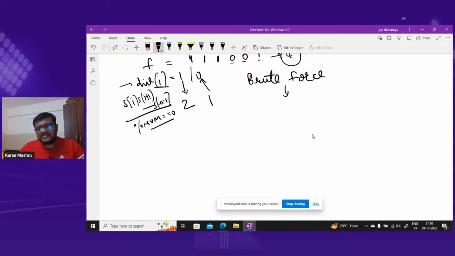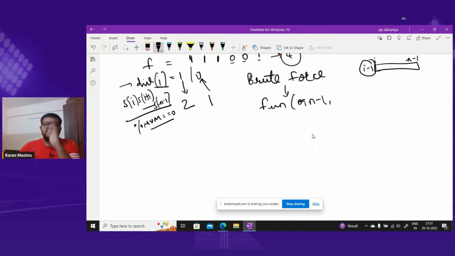So what I can say is I can call a recursion function starting with index n minus 1. Why am I starting with index n minus 1? So that I will fill the last position, then the second last position, because if I know the data from the ith index to the n minus 1th index, it will help me while filling the i minus 1 index, because here f of i is nothing but the XOR of the elements from i to n minus 1, that is the suffix, right? So that's why I am moving in reverse direction.